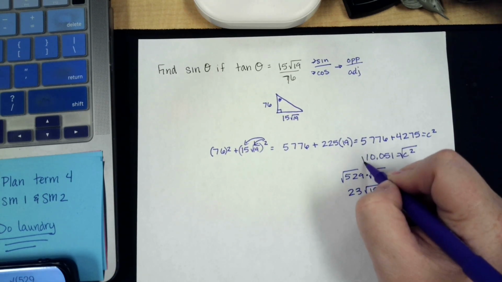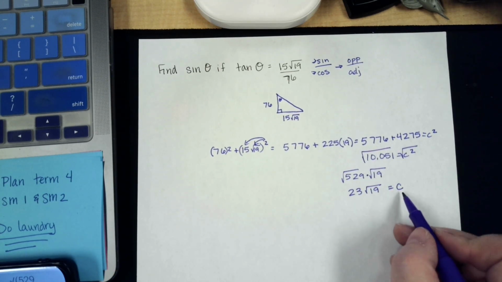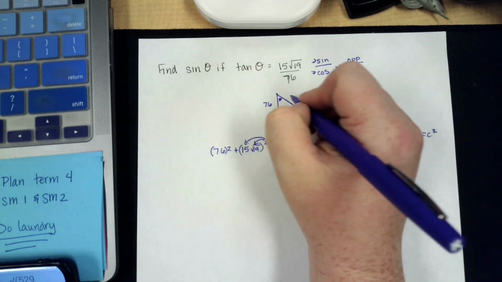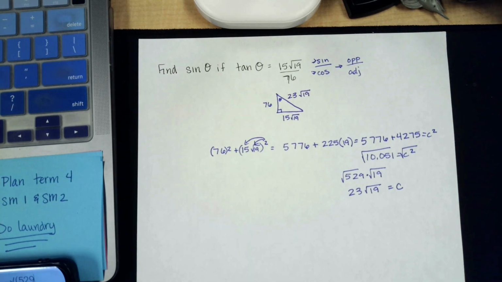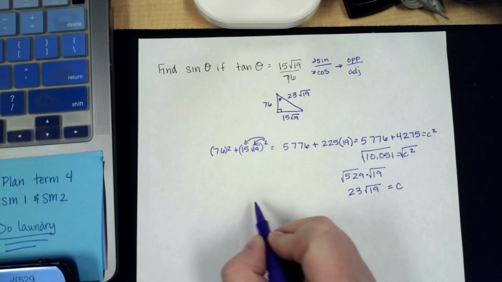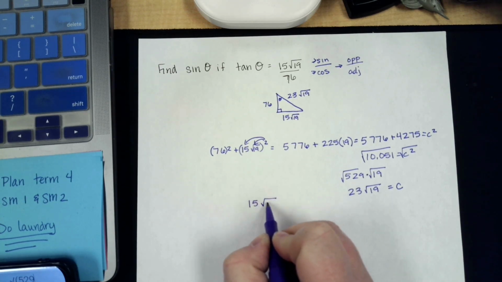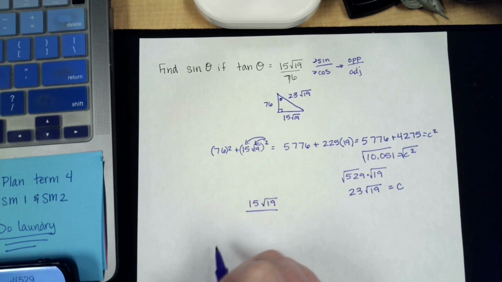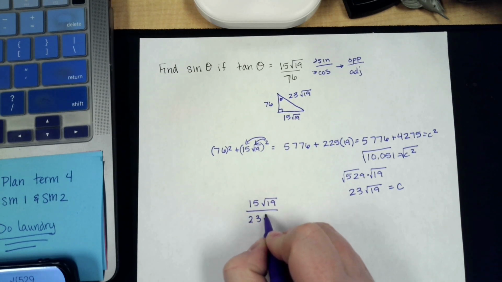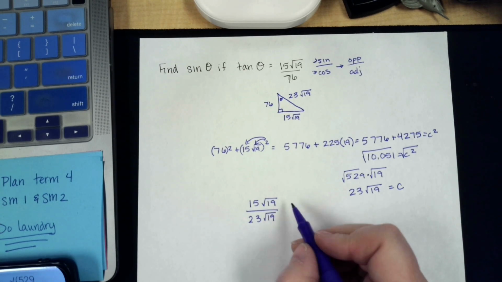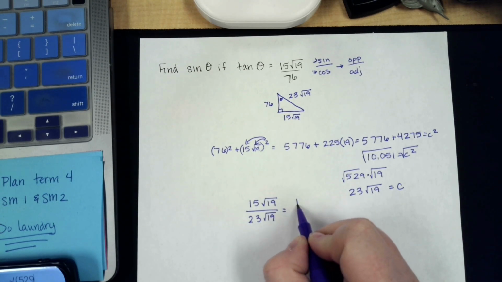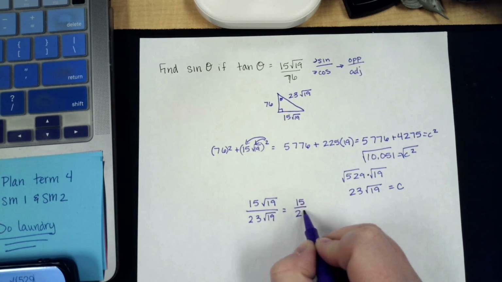Okay, so we took the square root of both sides now. So now I know that my hypotenuse is 23 square roots of 19. So now sine is opposite over hypotenuse. So my opposite is the 15 square roots of 19 divided by the hypotenuse, which was 23 square roots of 19. Now the square root of 19 over the square root of 19 is just 1, so that's going to simplify to 15 over 23.